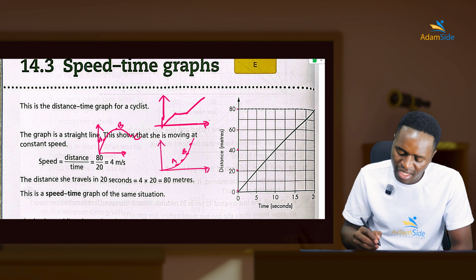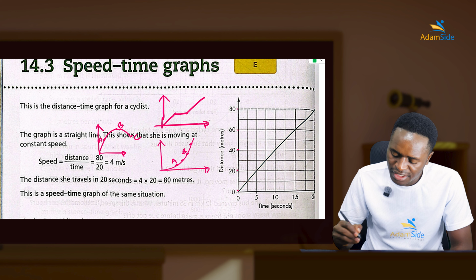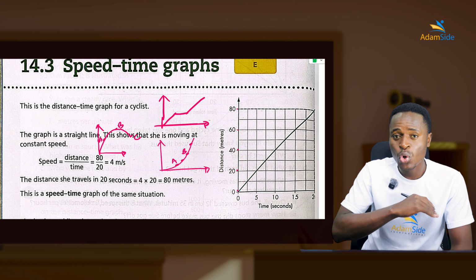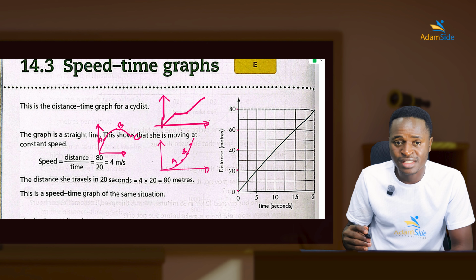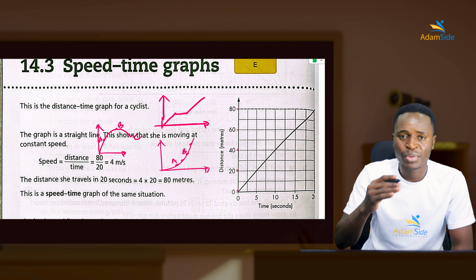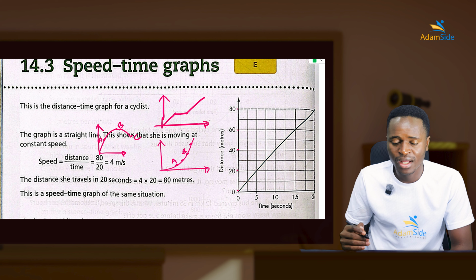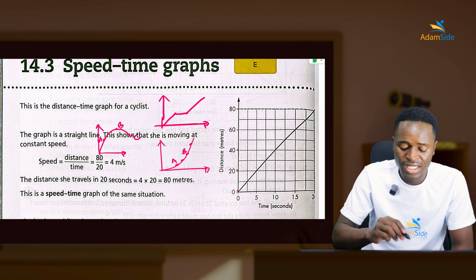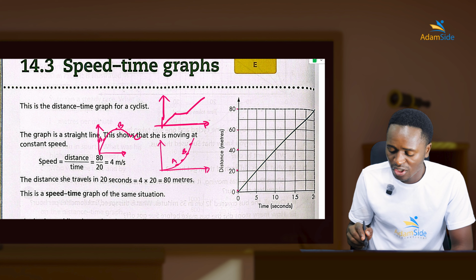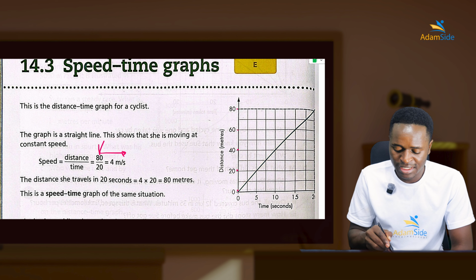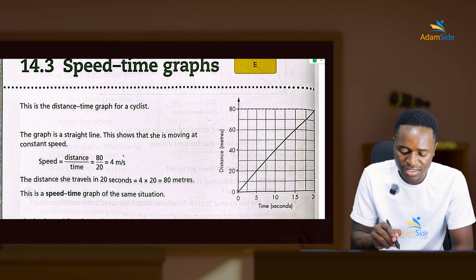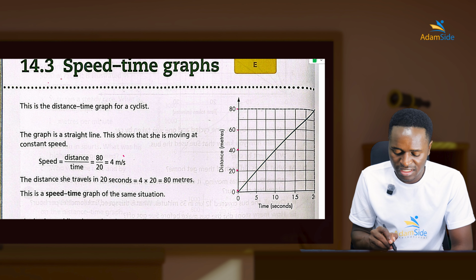But whenever you have a straight line like this one, it shows that the speed is constant throughout the journey. So if Mr. Adam was moving from Msasani to Masaki at a pace of 20 kilometers per hour, the speed will not change. It will just remain 20 kilometers per hour. Let's review what speed is. Speed is equal to distance divided by time.